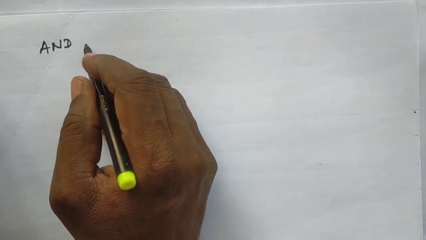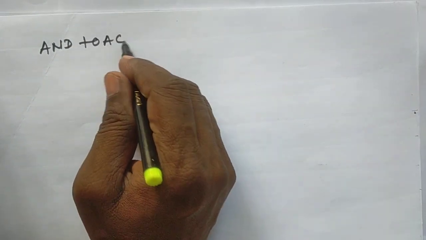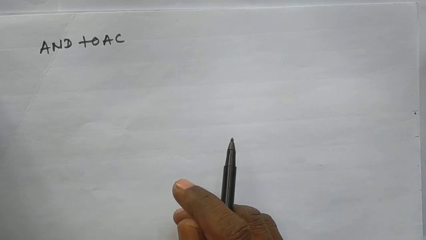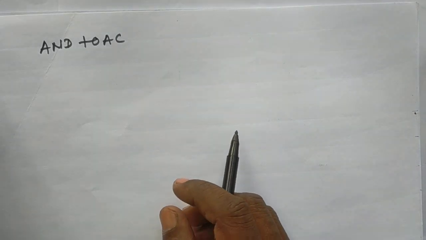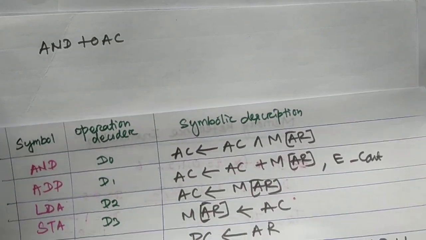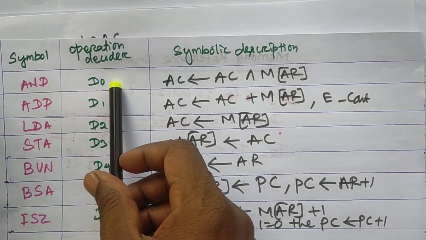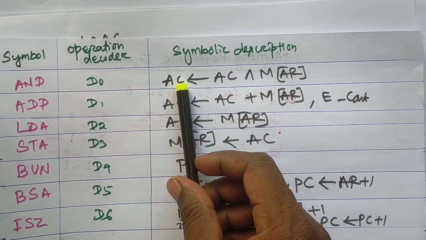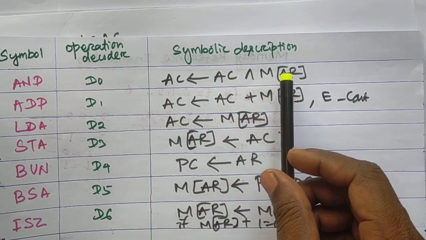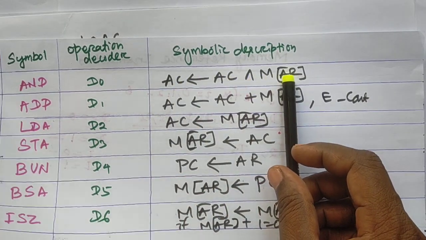First we see the operation AND, so AND to AC. Because we have already discussed that the first part is AND, in a very simple way. Decode this one: AC receives the data, and the AND logic circuit with the memory address register we will design. Very simple way, I will also design that part, how it is designed.